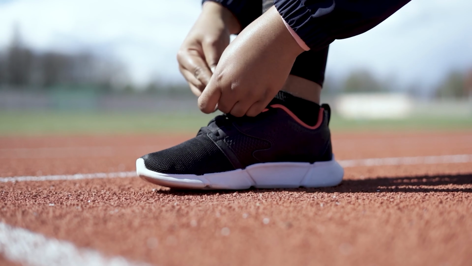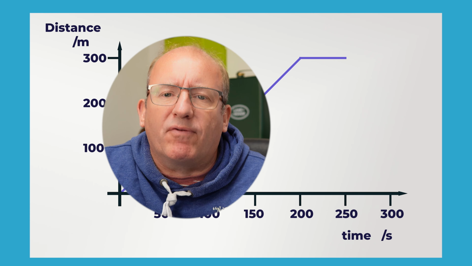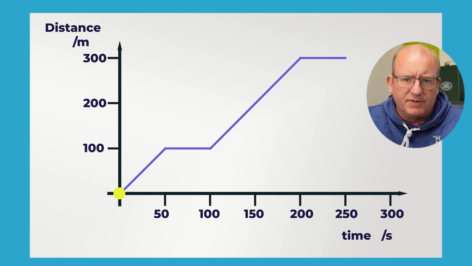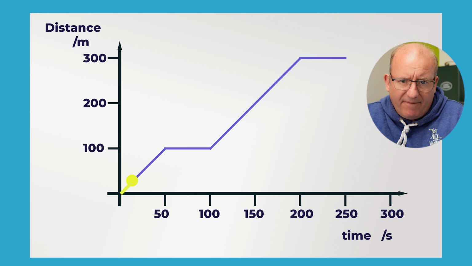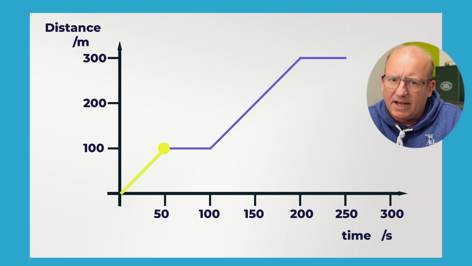Let's look at a simple journey. We're going to walk to the shops, and on the way to the shops, we stop and we tie our shoelace. When we start, our distance travelled is 0 and the time is 0. We then walk a total distance of 100 metres in 50 seconds. Admittedly, that's a brisk walk with our shoelace undone.